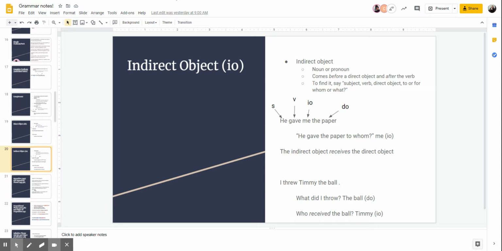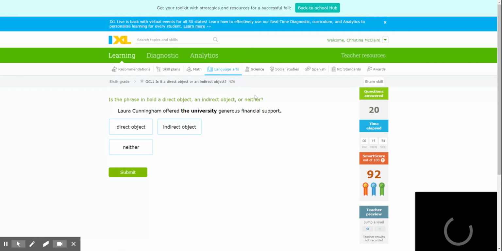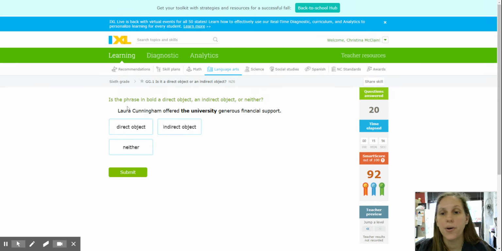So let's look at some IXL practice. We're looking at the phrase and deciding: is it a direct object, an indirect object, or neither? Laura Cunningham offered the university generous financial support. Laura Cunningham offered what? Generous financial support. To whom? The university. So the university is my indirect object.